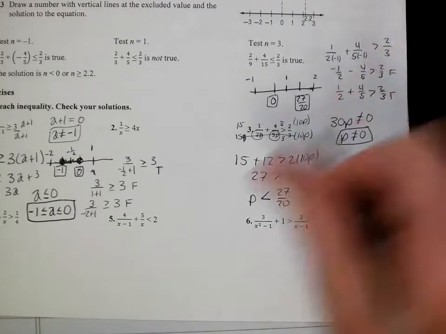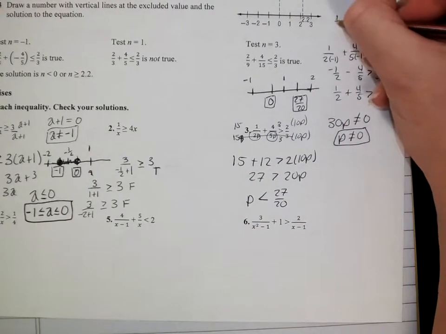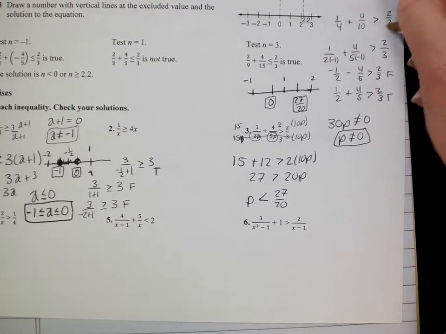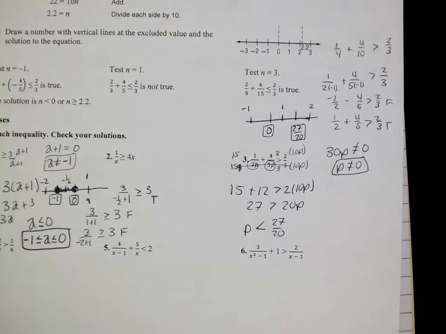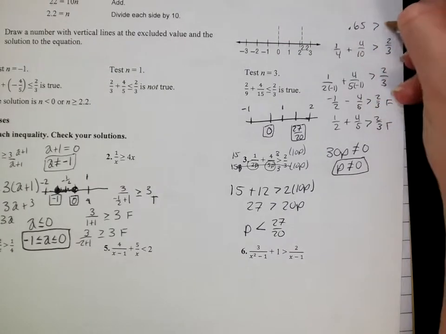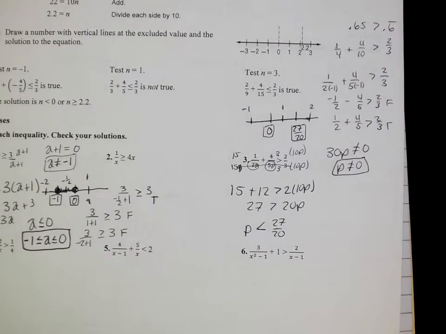And then if I did the 2, so that would be 1 over 4 plus 4 over 10 is greater than 2/3. Now this one you might have to think about a little bit, 1/4 and 4/10, 2/3. But if you found your common denominators there, like you should, you would notice that that is actually not true either. I'll do it for you though. I'm going to cheat and use a calculator. 1/4 and 4/10 is 0.65. 2/3 is 0.6 repeated. So that's not true.